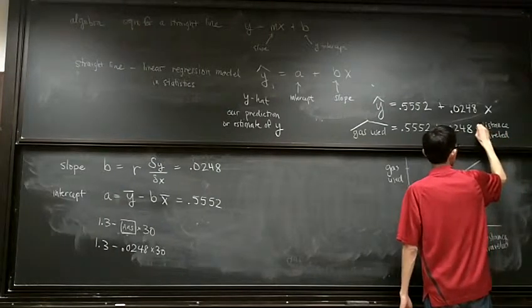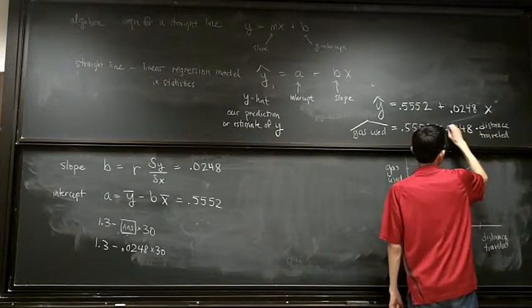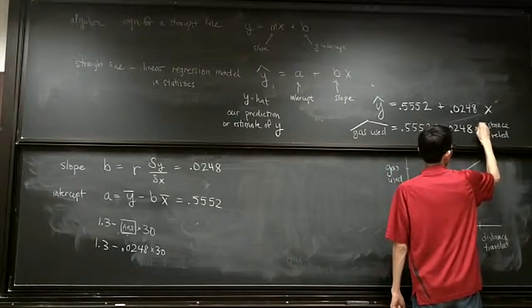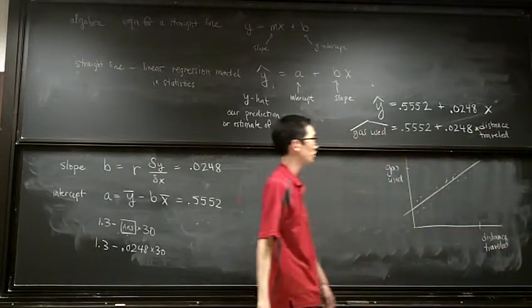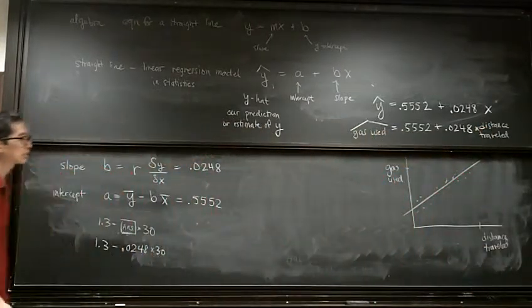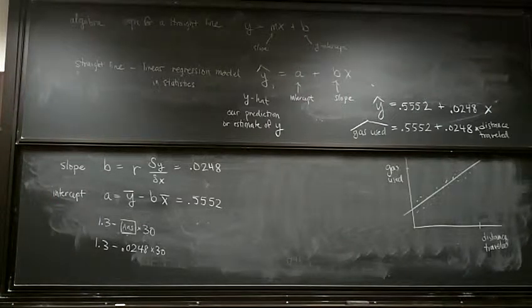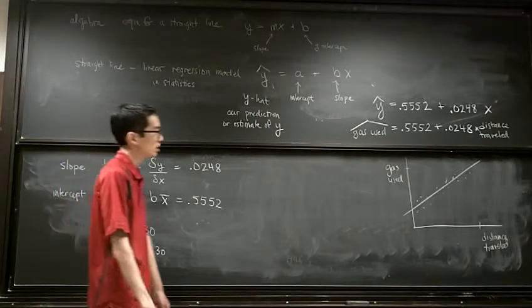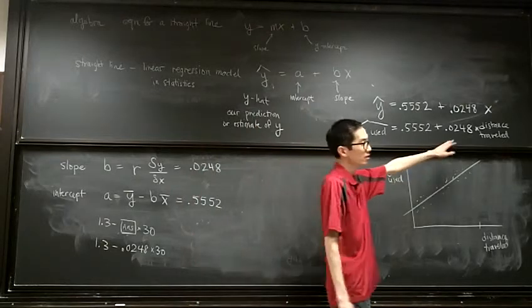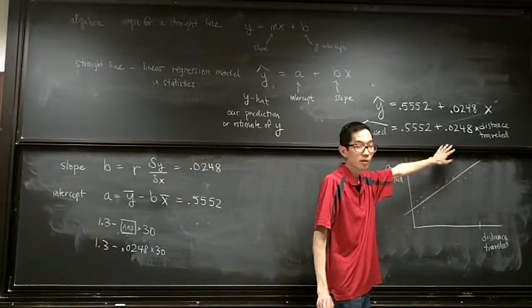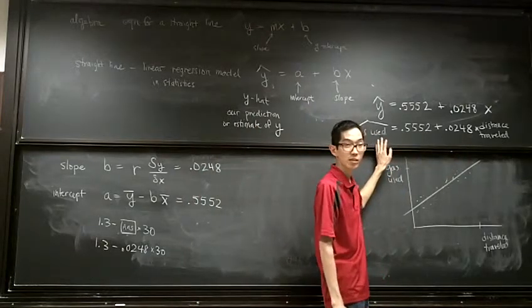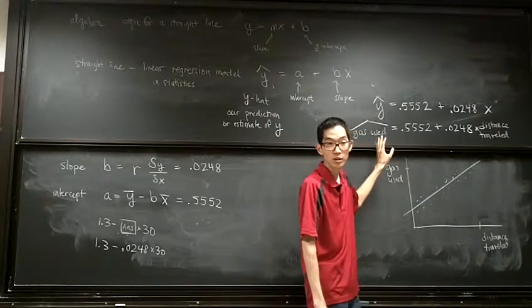Okay, so this dot represents multiplication, right? Or maybe I'll put a small x. So it's 0.0248 times the distance traveled. So I'm using distance traveled to help predict the gas used.